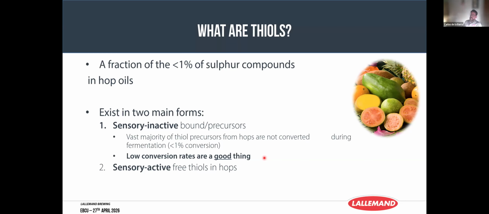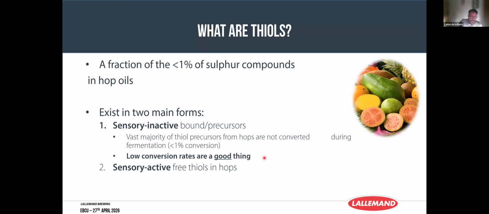Let's go through those. Yes, thiols will also change during fermentation. Maybe not as much and in not as many pathways as terpenes, but an existing free form of a thiol will change through fermentation just as much as terpenes will.